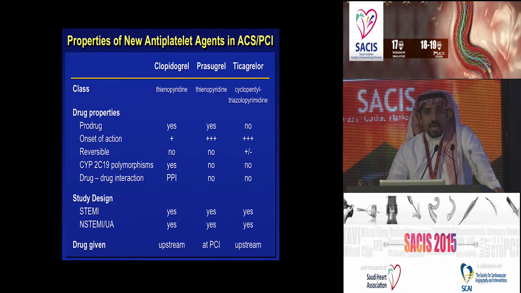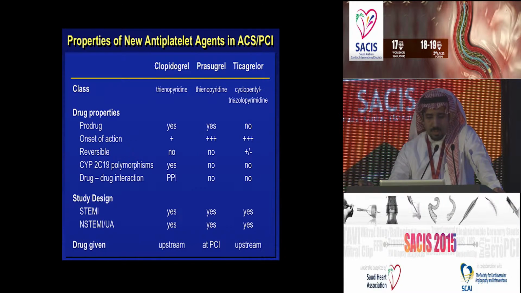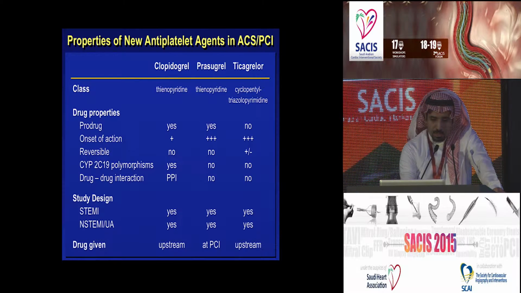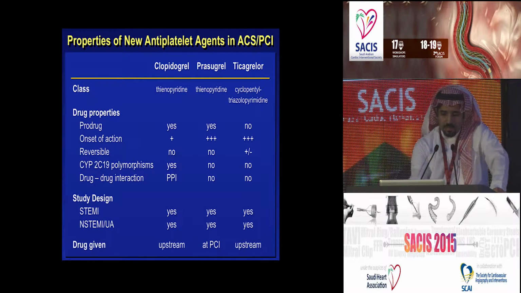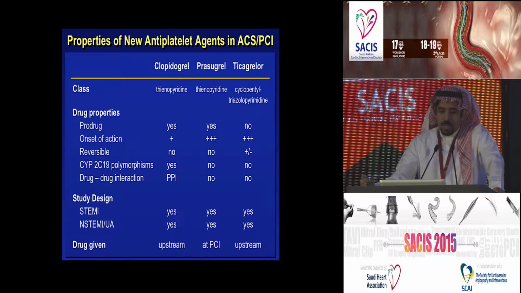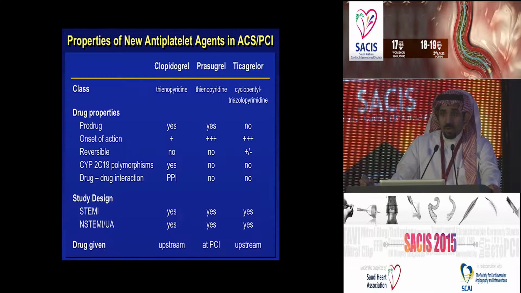So we know that we have the thienopyridine group, which has the thienopyridine ring, and that includes clopidogrel and prasugrel. Ticagrelor is a non-thienopyridine anti-ADP or P2Y12 receptor blocker, which has a function or action similar to the thienopyridine group.